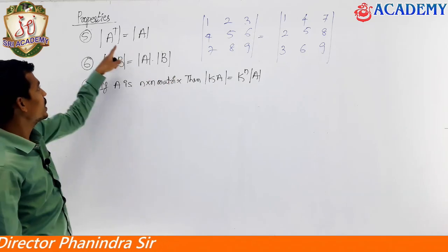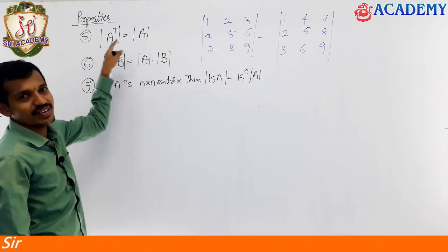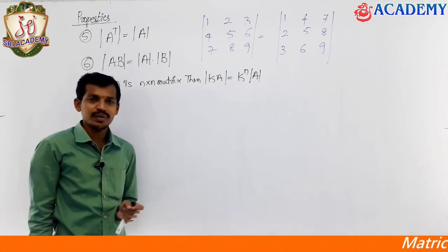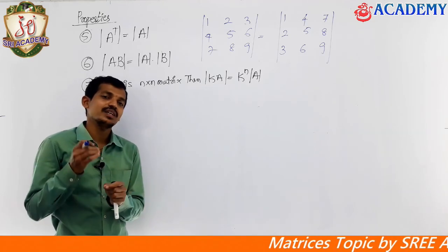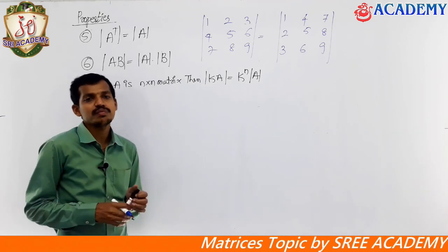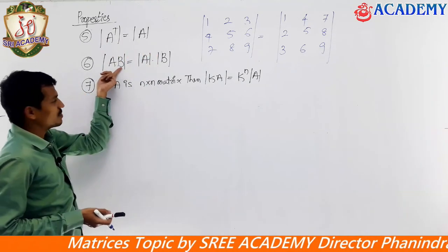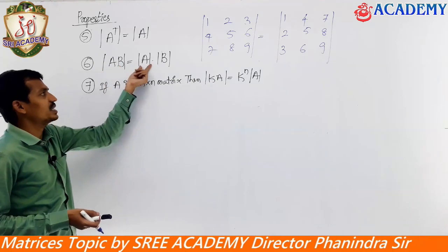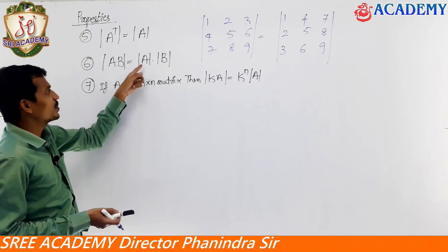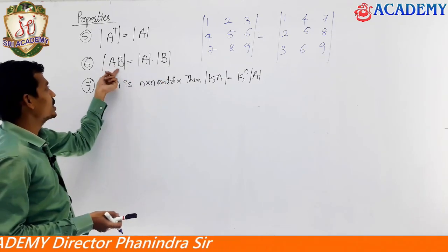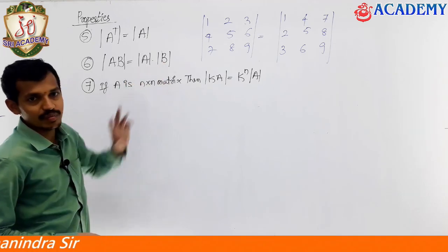After transposing the matrix, if you know the determinant of A, we can say the determinant of A transpose directly. If you know one matrix's determinant and you are asked the determinant of A transpose, you can answer based on that. And if AB is one matrix, where A is one matrix and B is another, multiplying A and B gives AB. But if you know the determinant of A and the determinant of B, we can say the determinant of AB directly: determinant of AB is determinant of A into determinant of B.